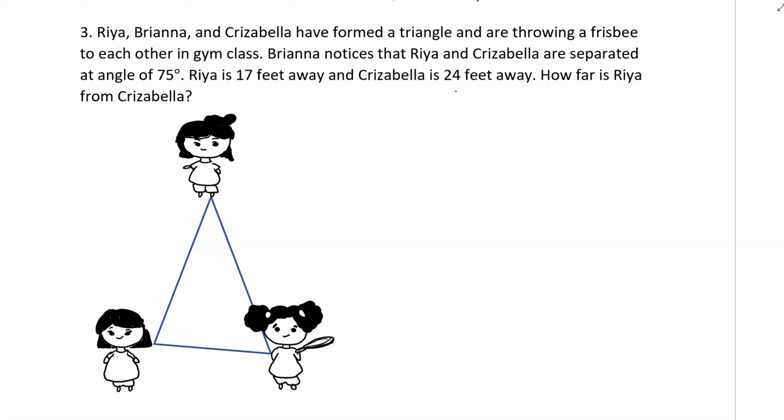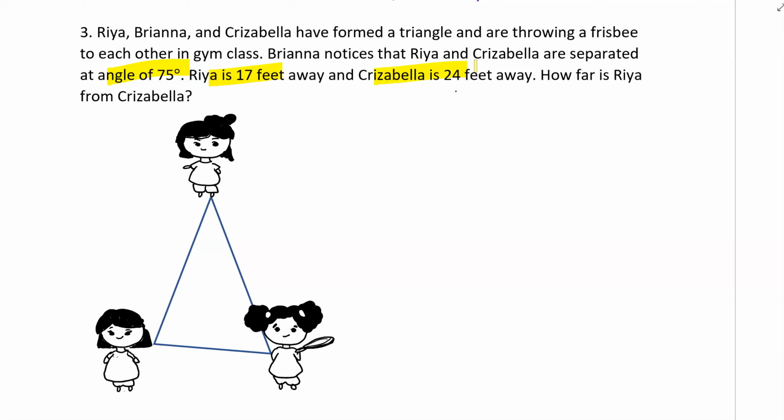So here we go. Rhea, Brianna, and Crisabella, three girls from our class, have formed a triangle and are throwing a frisbee to each other in gym class. Brianna notices that Rhea and Crisabella are separated at an angle of 75 degrees. Let me mark that. Angle of 75 degrees. Rhea is 17 feet away and Crisabella is 24 feet away. How far is Rhea from Crisabella?